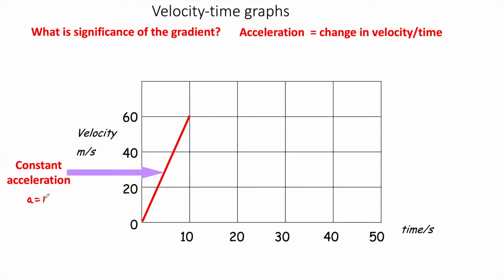So acceleration is the change in speed over time. The change in speed is 60. The time taken is 10. So that gives us 6 meters per second squared. Every second, the speed changes by 6 meters per second.